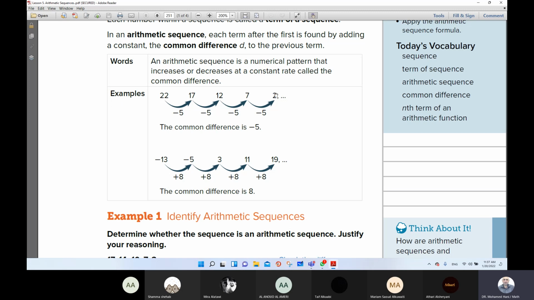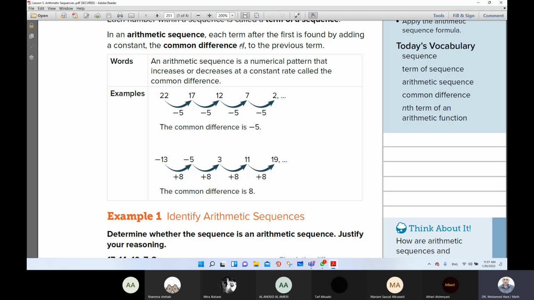This is a sequence. The name of each number here is a term. This is a term of the sequence. As you see, 22 minus 5 equals 17. 17 minus 5 equals 12. 12 minus 5 equals 7. 7 minus 5 equals 2. The name of minus 5, or negative 5, is the common difference.